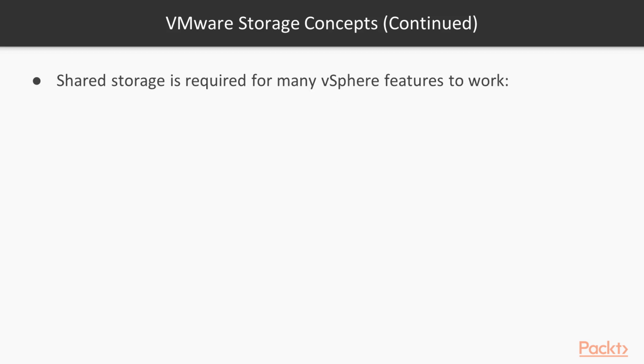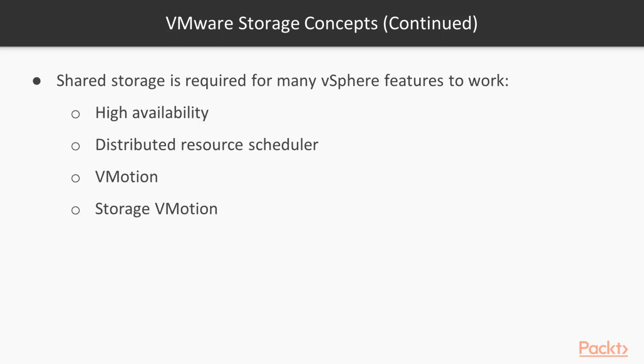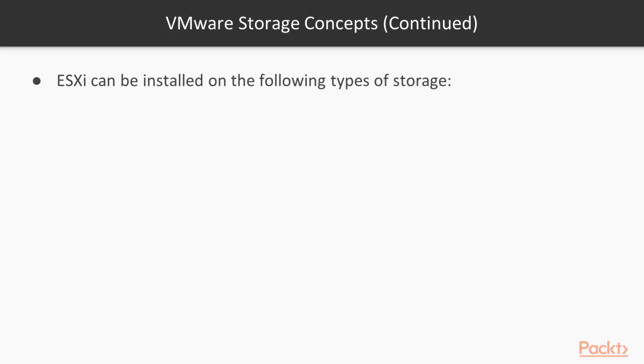Shared storage is required for many vSphere features to work, including high availability, distributed resource scheduler, vMotion, storage vMotion, and storage DRS, to name a few. And ESXi can be installed on the following types of storage, which include local disk, SAN disk, and iSCSI storage.